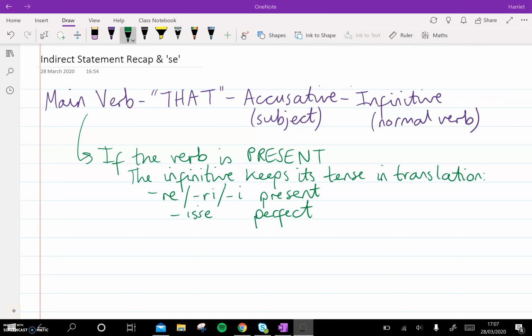Okay, so if the main verb, the original verb, is in the present tense, you don't need to worry about the tense of the infinitive too much because nothing changes. So a present tense infinitive, you will translate as a normal present tense verb. A perfect infinitive, you will translate as a perfect tense verb. So there's no issues there. Do not change the tense of that infinitive if the main verb is in the present tense.